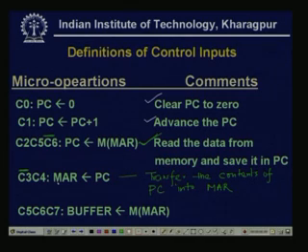The next one is C5 C6 complement C7, and here the content of memory address register goes to buffer. So, the operation is read the data from memory and save the result in buffer. The control signal is C5 C6 complement C7.